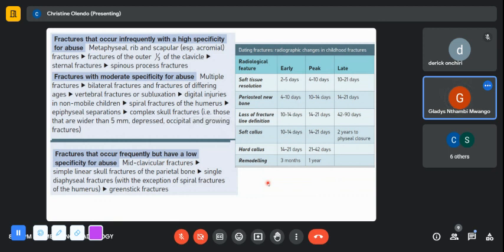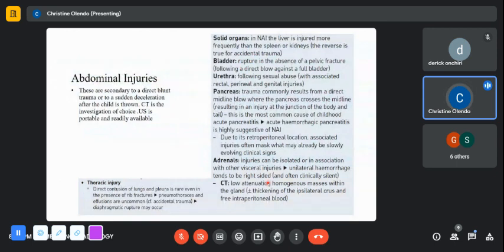So we can also have abdominal injuries, secondary to deceleration after a child is thrown. CT is the investigation of choice. In the thoracic region, something that you might see is diaphragmatic rupture, and also the rib fractures that are present. You will see them on CT if you do it.